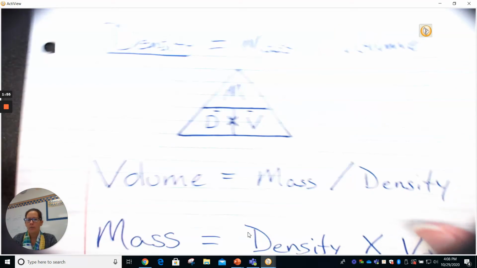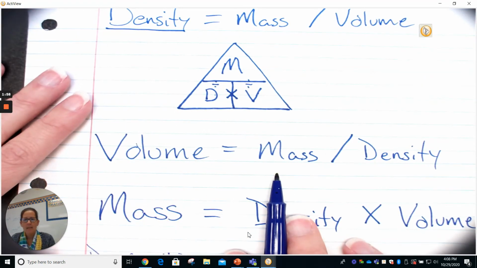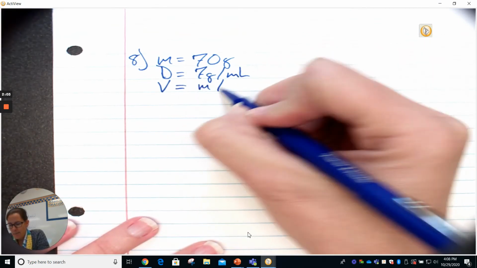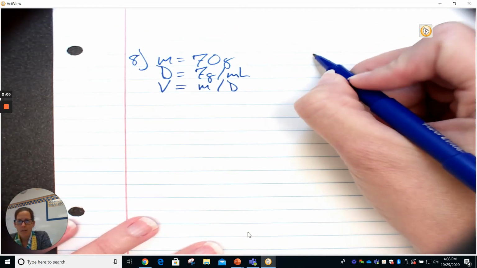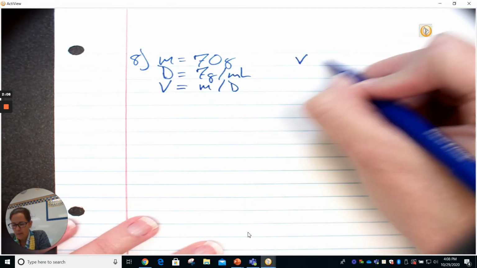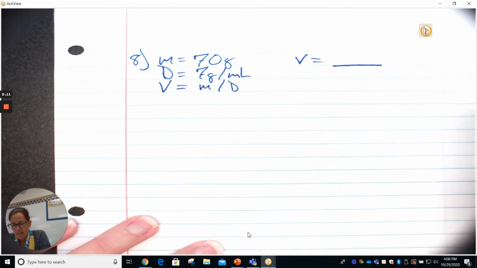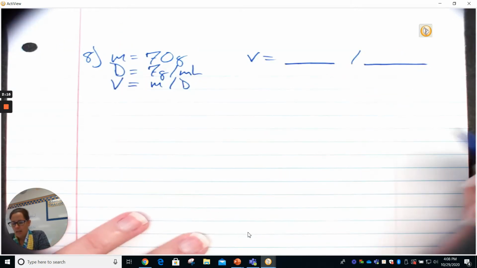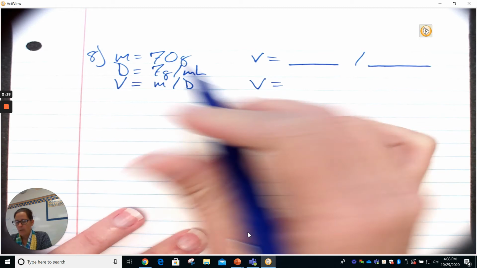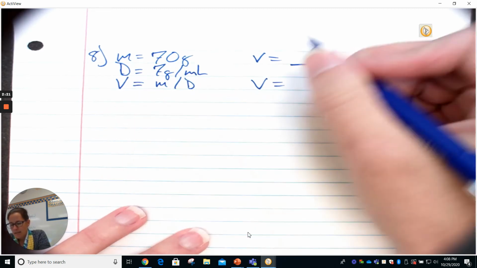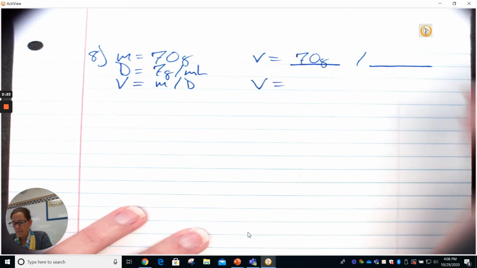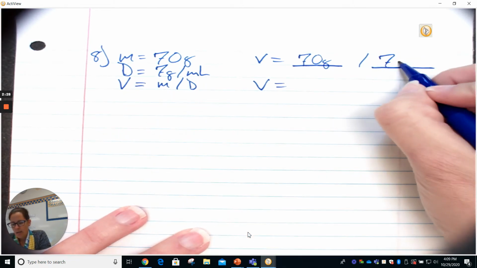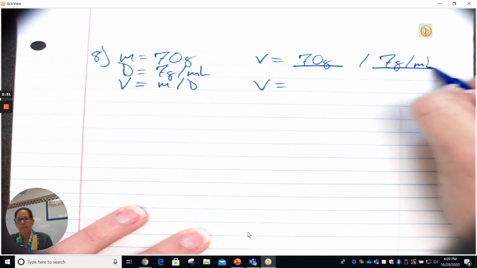And to find volume, we need mass divided by density. So I'm going to put that right here. Mass divided by density. I'm going to set this up just like we have it every other time, only it's going to be volume equals, give myself a spot for my mass and a spot for my density. And then our volume equals, so if we look right here, we need mass first, 70 grams. And our density is what we need second. We've got 7 grams per milliliter.